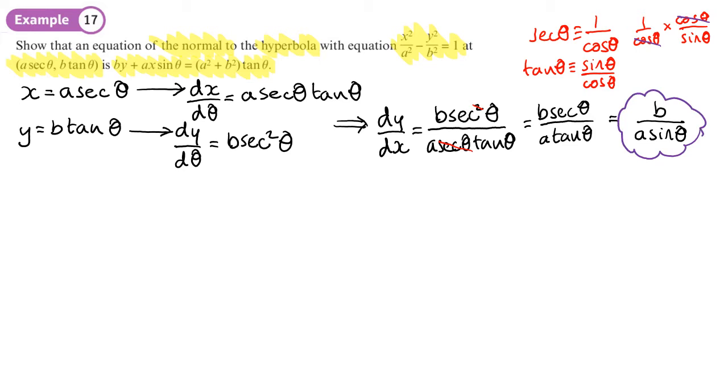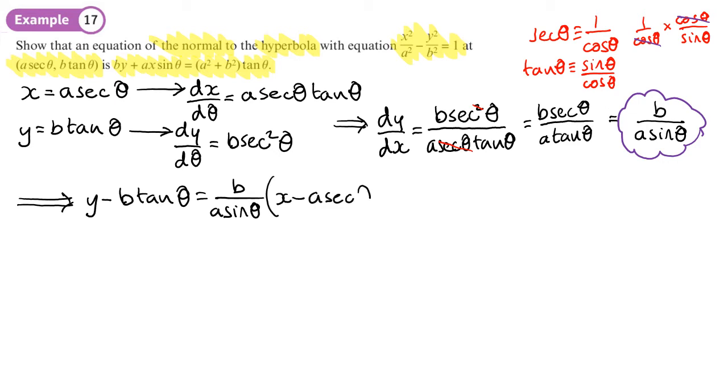So now we use y minus y1 equals m(x minus x1). So y minus y1, b tan theta, equals m. So that's b over a sin theta, times x minus x1, which is a sec theta. I just spotted something. I'm doing a normal, so I've got to flip that over. I'll put a little note here as well. So this should have been a sin theta over b. Okay, so I'll just put a minus sign in as well.